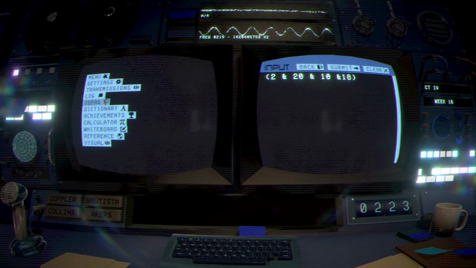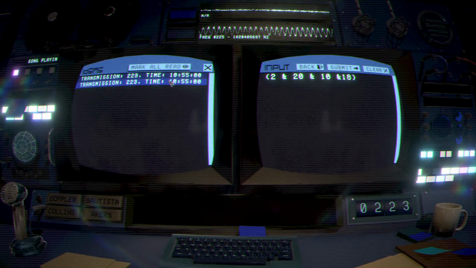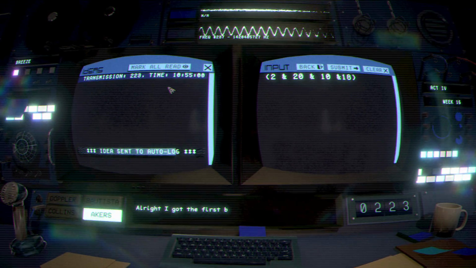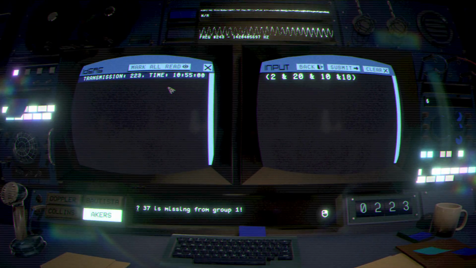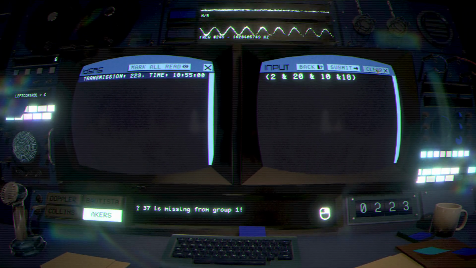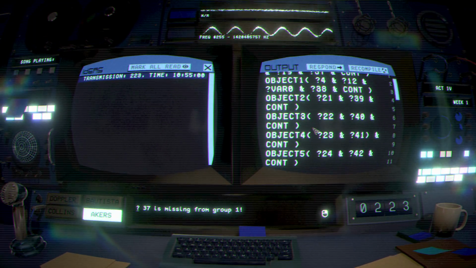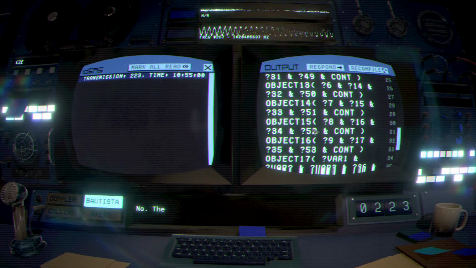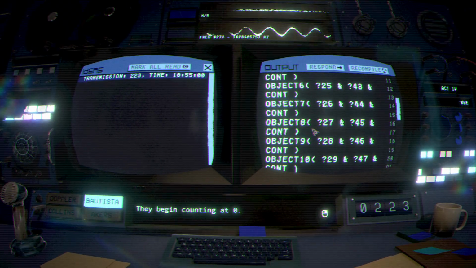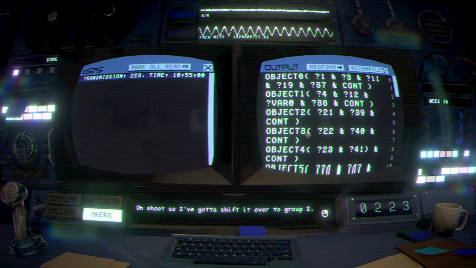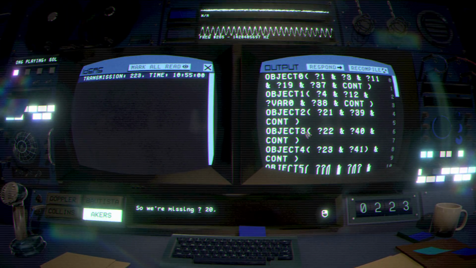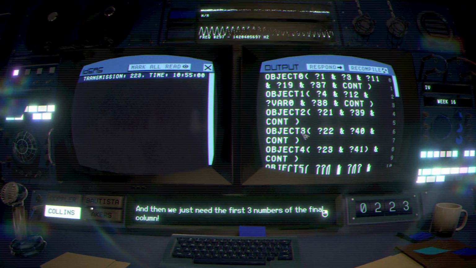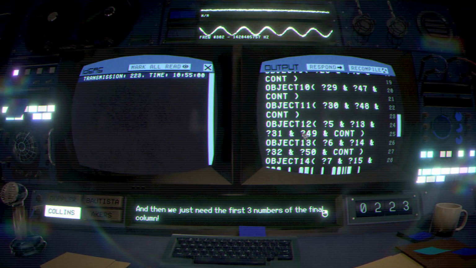Whoops. We got 2 at once. Alright, I got the first blank. Negative. Sorry, not negative. What am I saying? Question mark 37 is missing from group 1. No, they are 0 indexing. They begin counting at 0. Oh shoot, I've got to shift it over to group 2, so we're missing question mark 20. Just need the first 3 numbers of the final column.